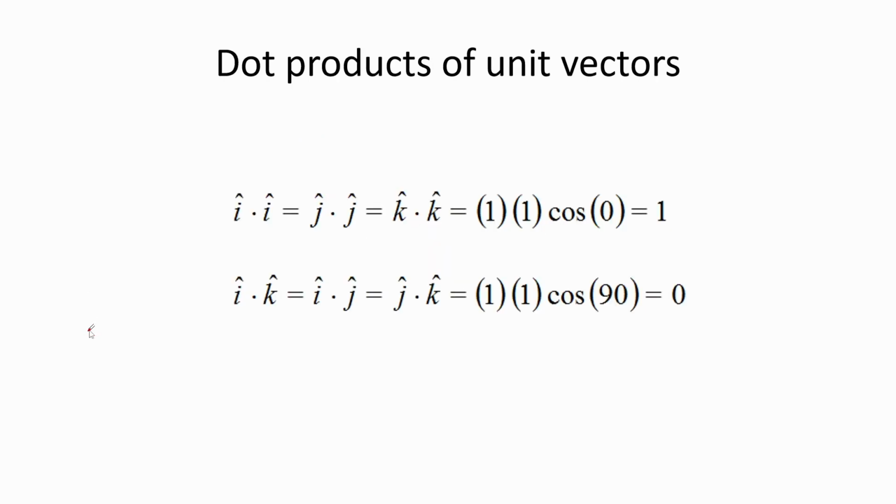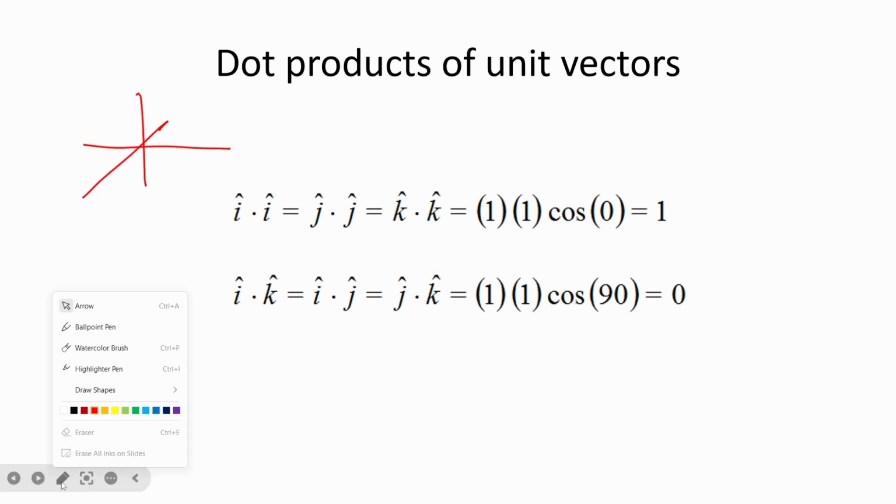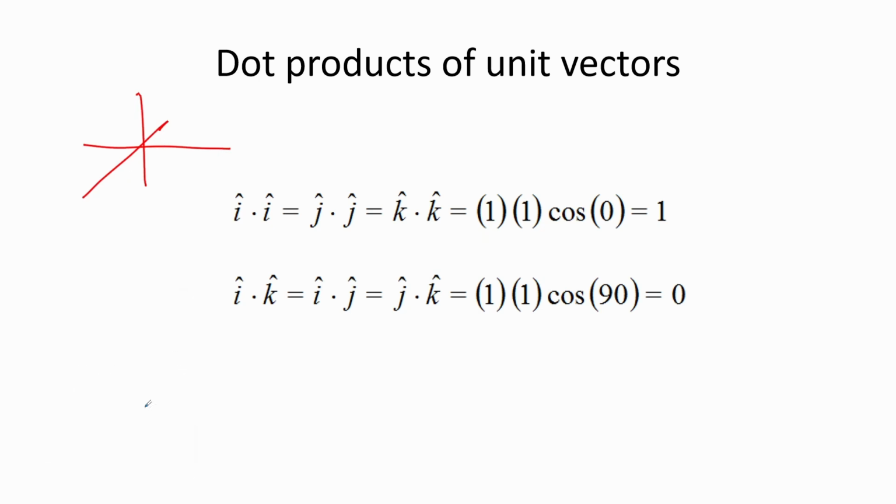Next, the dot product of unit vectors. You have here i, j, k. If you remember, in Cartesian coordinates, you have your i hat, then your j hat, and your k hat. They are perpendicular with each other. So i dotted with i is equal to j dotted with j and k dotted with k.